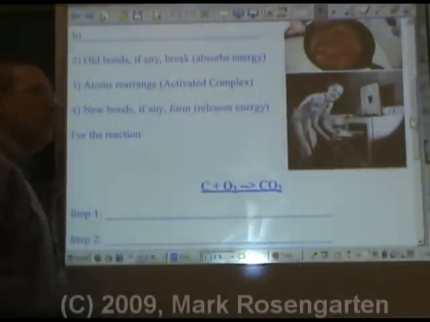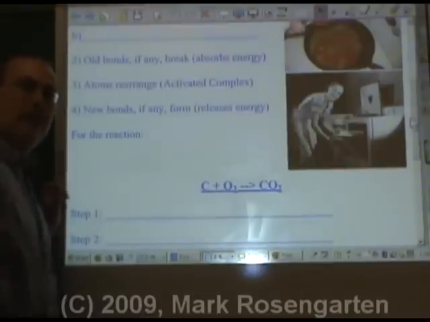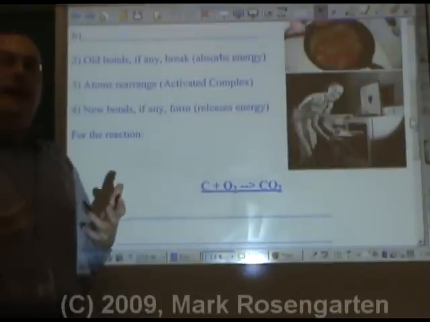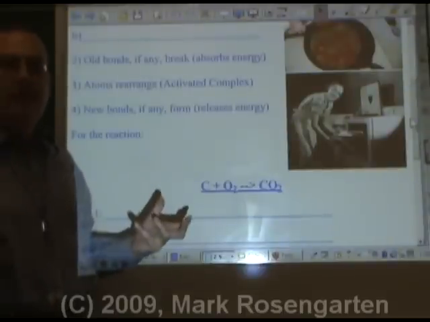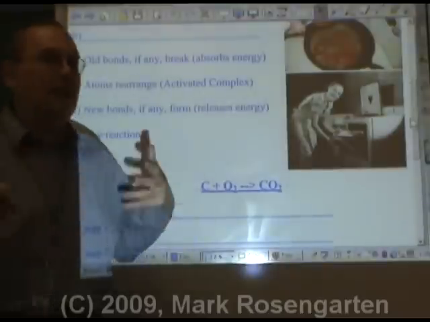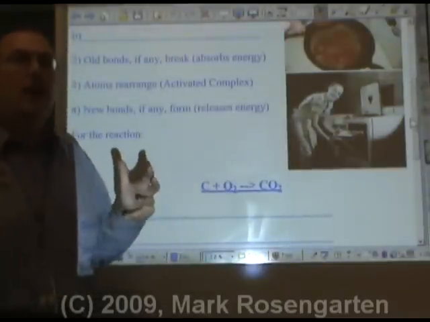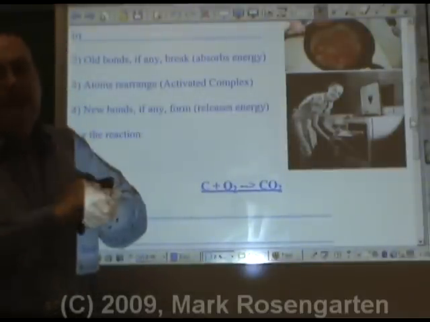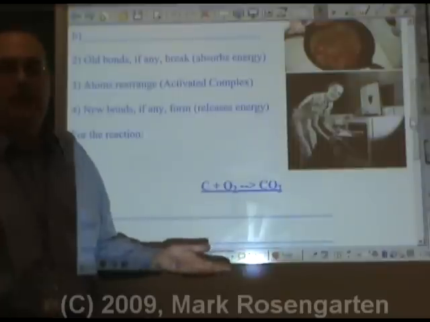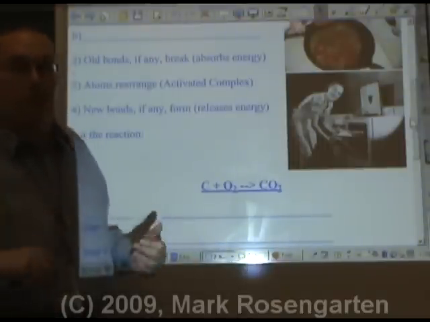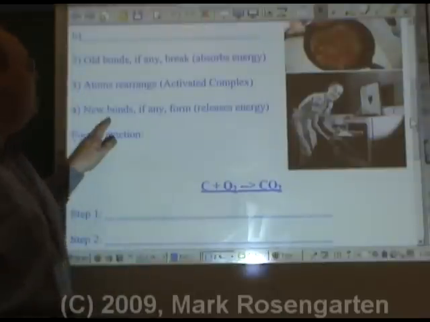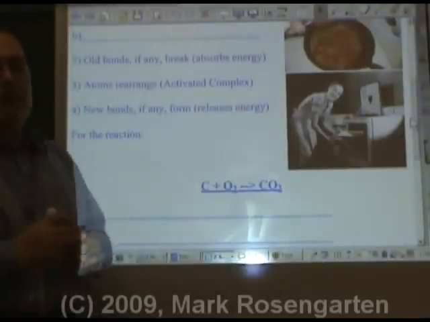Then the activated complex breaks down and new bonds, if any do form, will form. And this releases energy when the new bonds are formed. You see, atoms are generally more stable when they're bonded with other atoms than they are with themselves. When they're by themselves, they're like, oh my God, I gotta find somebody to bond with. So they got all this energy. When they bond, then they have less energy because they've given up the valence electron that they desperately want to give up, or they've taken on a valence electron that they desperately want to take on. So when a new bond forms, it releases energy.